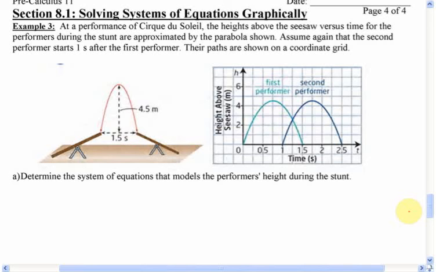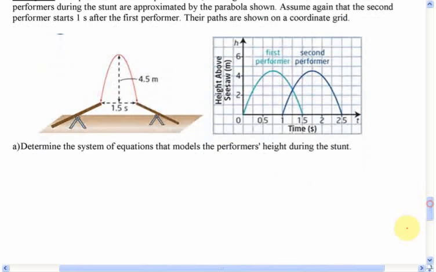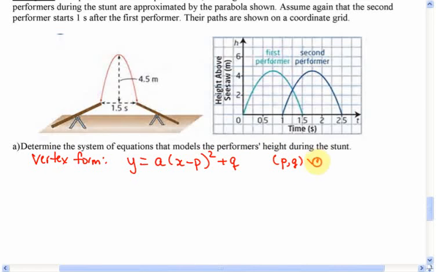Here they're saying you come up with a system of equations that model the performer's height. So once again, you have to know the equation of the parabola. Let's go back to the good old days of chapter 3. In chapter 3, remember something called the vertex form, where a parabola is given by this equation, y equals a(x minus p) all squared plus q. Remember that p comma q is the vertex. A determines the expansion or compression vertically of the parabola. So let's look at the first performer. We'll do that one in green.